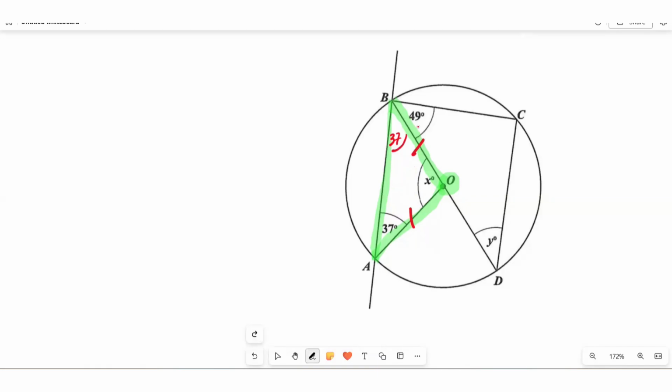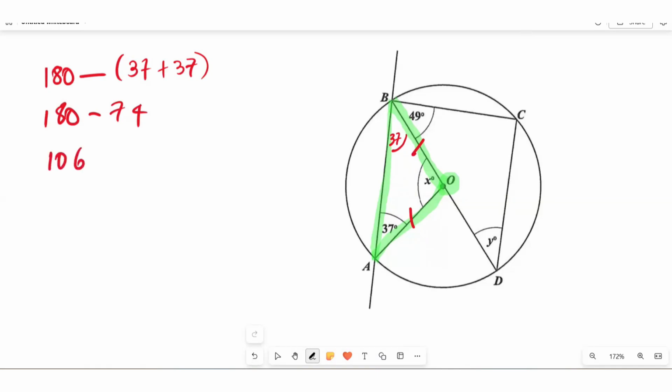So if I'm going to find x, remember the total interior angle of any triangle is always 180. So I'm going to add 37 to 37 and then take that from 180. So basically it's 180 minus 74, which means that this answer is actually 106 degrees. We have 106 degrees at x right there, and that's what x is equal to.